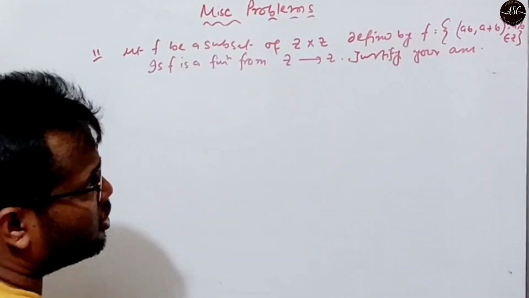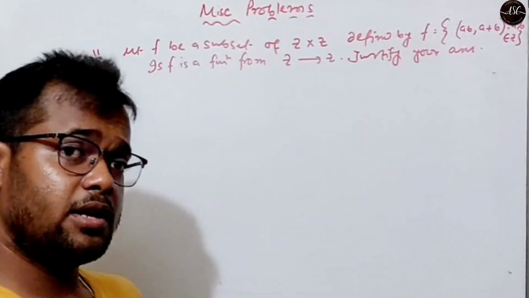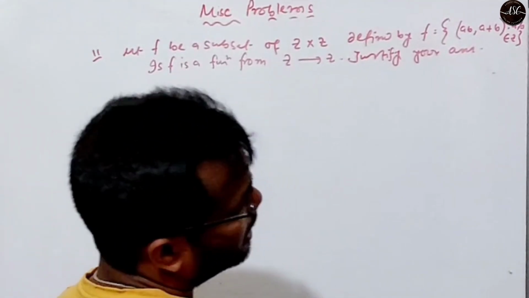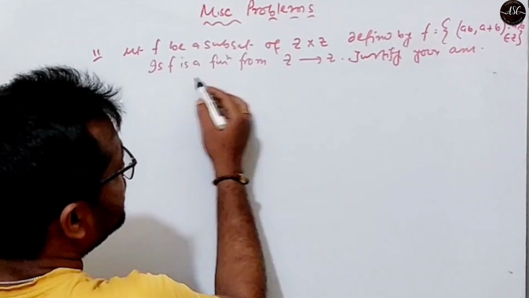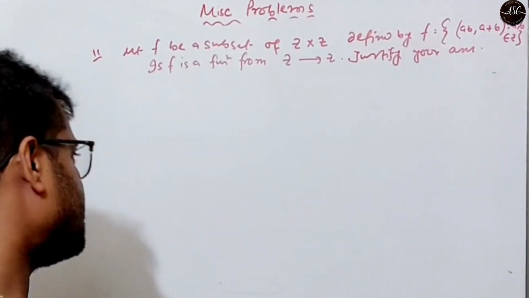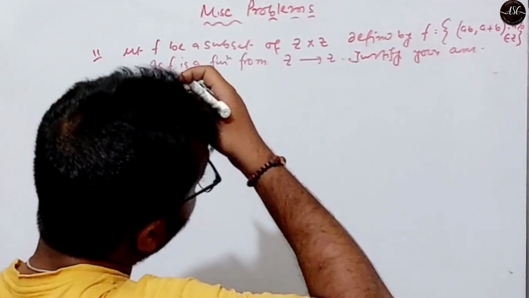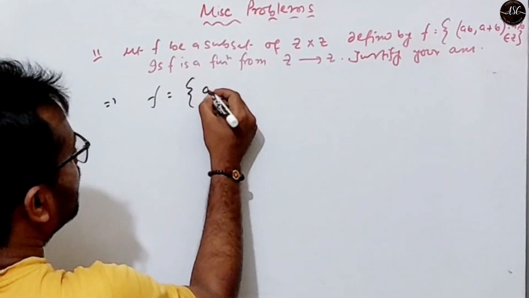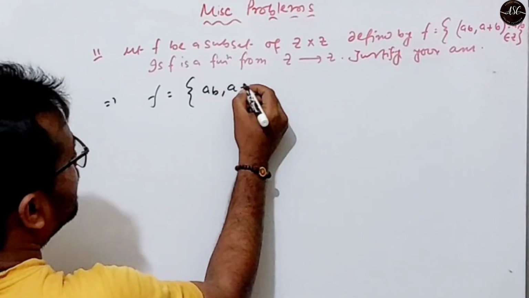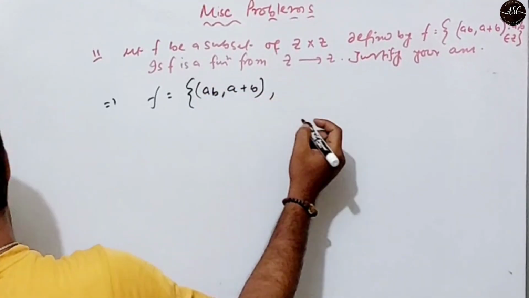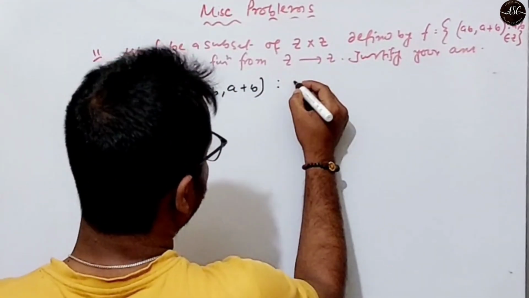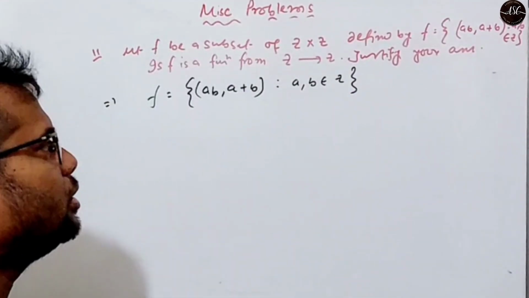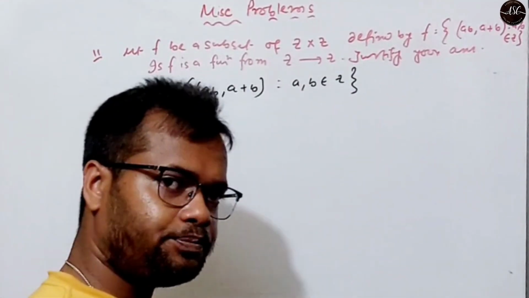Just look at this question. Let f be a subset of Z cross Z, that means the Cartesian product of Z and Z, defined by f equal to {(ab, a + b)}, where a, b belong to Z. Is f a function from Z to Z? Justify your answer. Now look, here f equal to (ab, a + b), where a, b belong to Z. That means a and b are integers.